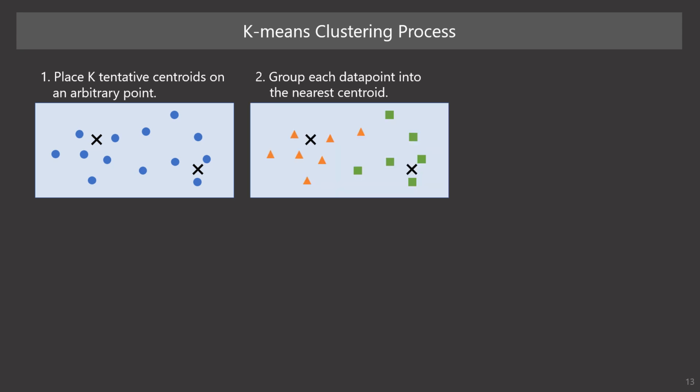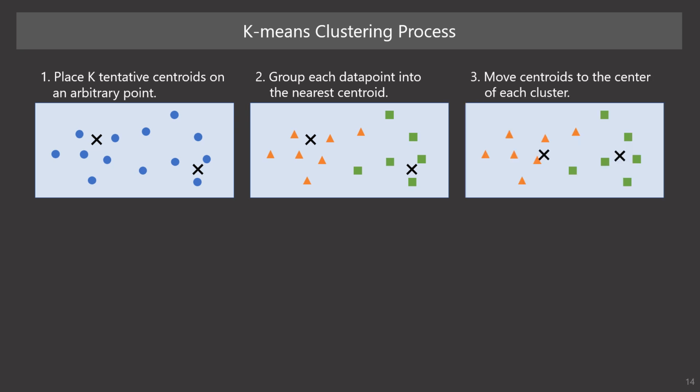Second, create two clusters by grouping each data point into the nearest tentative centroid. We have two tentative clusters. As we can see, the tentative centroids are not the center of each cluster. So, in the third step, move the tentative centroid to the center of each tentative cluster. We can identify the center by averaging the coordinates of each data point in a cluster.